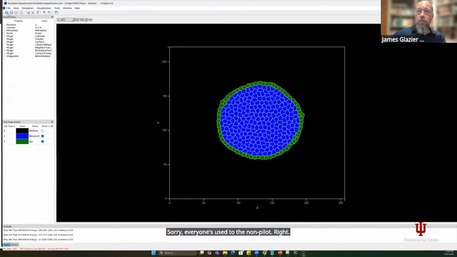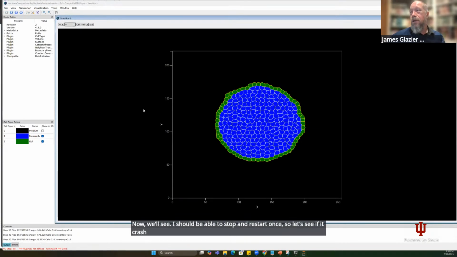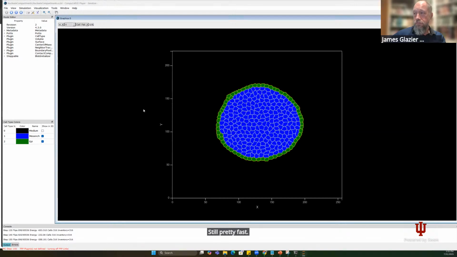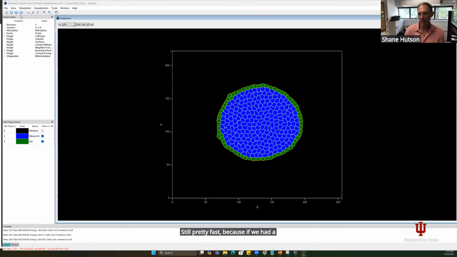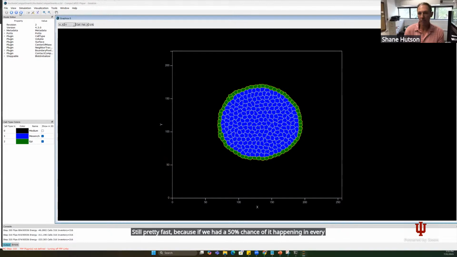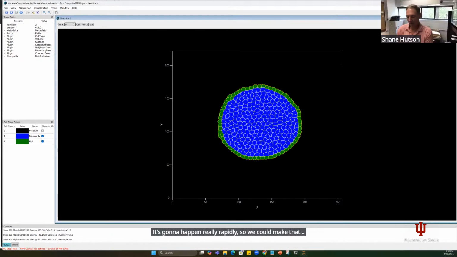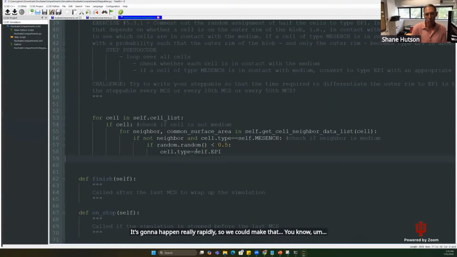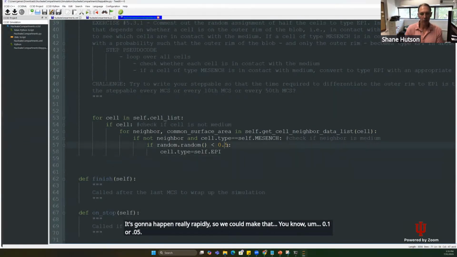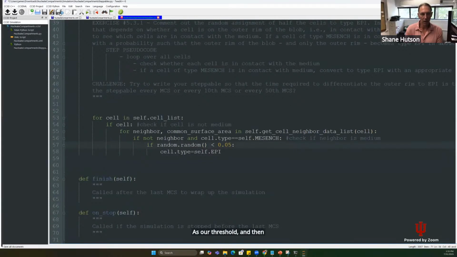Now we'll see. I should be able to stop and restart once. So let's see if it crashes. No, it worked. Still pretty fast though, because if we had a 50% chance of it happening in every Monte Carlo step, it's going to happen really rapidly. So we could make that 0.1 or 0.05 as our threshold, and then it'll take a longer time.